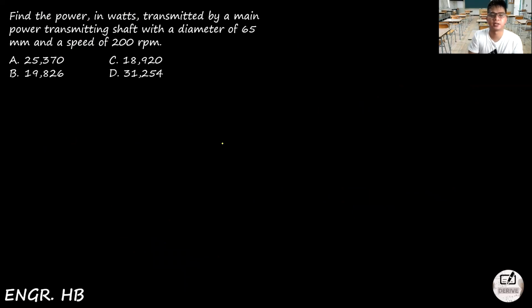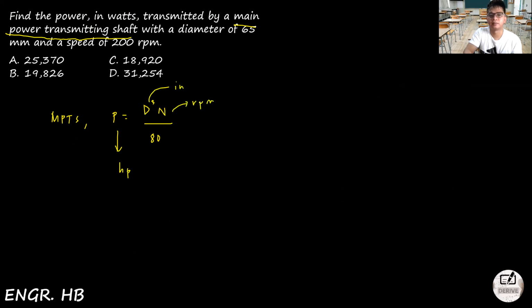I will read the first problem. Find the power in watts transmitted by a main power transmitting shaft with a diameter of 65 mm and a speed of 200 RPM. So the question is looking for the power transmitted by the main power transmitting shaft. And we all know that the main power transmitting shaft has a formula of power is equal to d cubed N divided by constant, and for main power transmitting shaft, that was 80. In order for you to have your power in horsepower, your diameter should be in inches and your shaft speed should be in RPM.